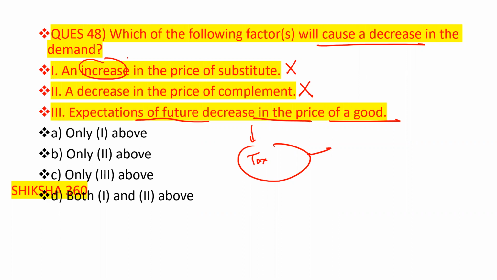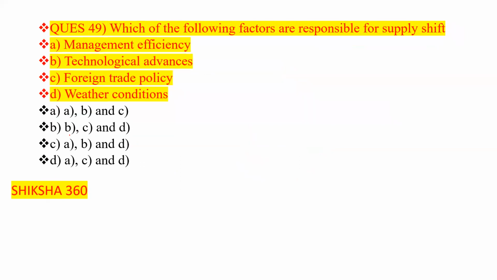So what is the answer? Option A, not. This one is not. So option number C is the answer. That is only 3, clear? So please remember all these things while answering the question. Option number C is the correct answer. Now move to the next question.